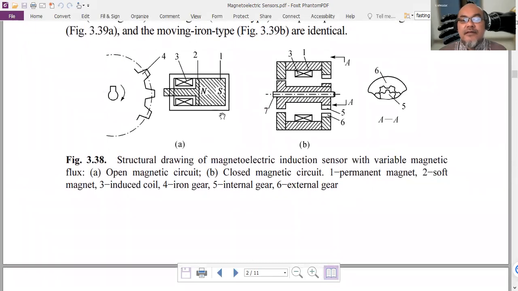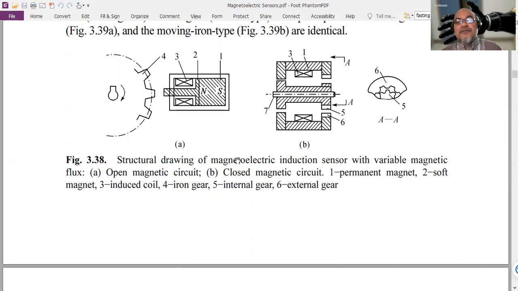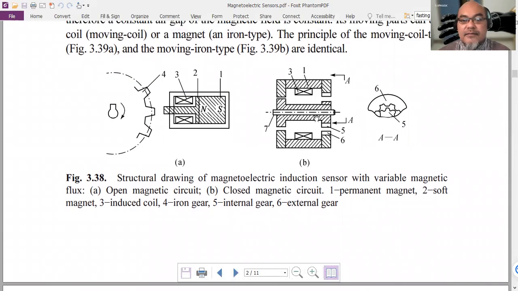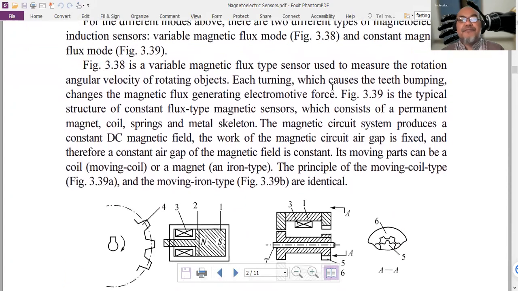This is a magnetoelectric induction sensor with changing magnetic flux, for example due to a rotating metal near the induced coil as well as the magnetic field. And in this case we also have a shaft moving inside a magnetic flux.